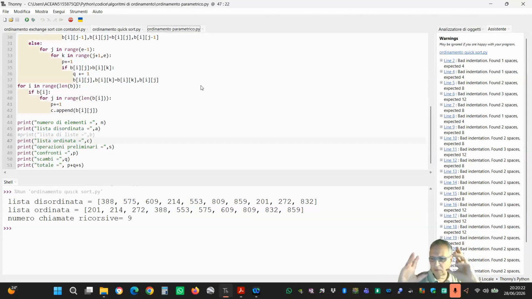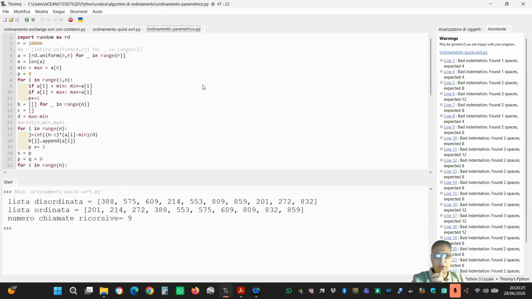So let's start from the beginning. Let's start with what parametric search is. Parametric search is a search that is based on the attempt to guess the position of an element in a vector, the position of a value in a vector, right? Search is an algorithm that, starting from a value, must give me the position.